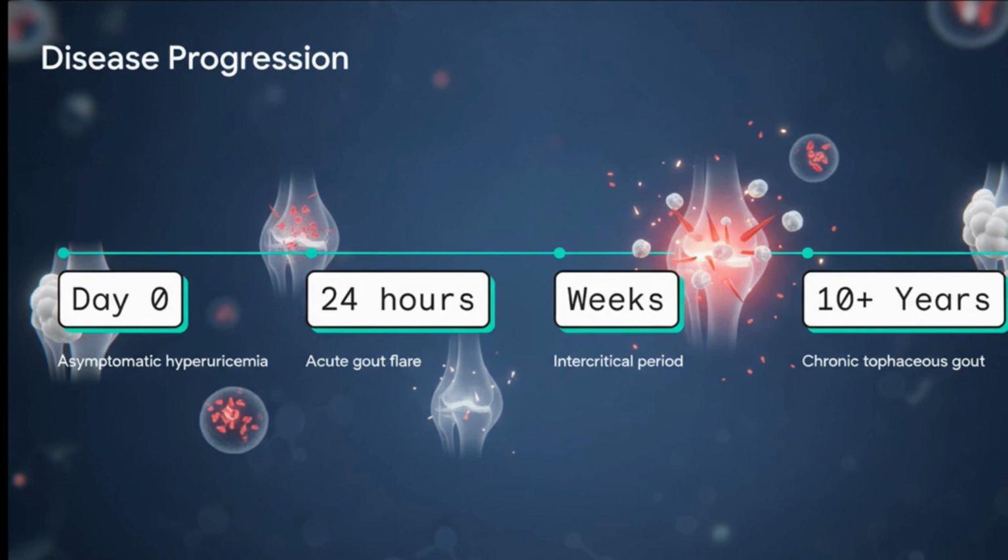It starts completely silently in stage 1, the asymptomatic phase. Then an acute flare erupts in stage 2, which typically peaks within 24 hours. Once that immediate fire dies down, patients enter stage 3, the intercritical period. This phase can last anywhere from weeks to years. If it's left completely unmanaged, the disease eventually advances to stage 4, chronic tophaceous gout, which usually happens a decade or more after that very first attack.